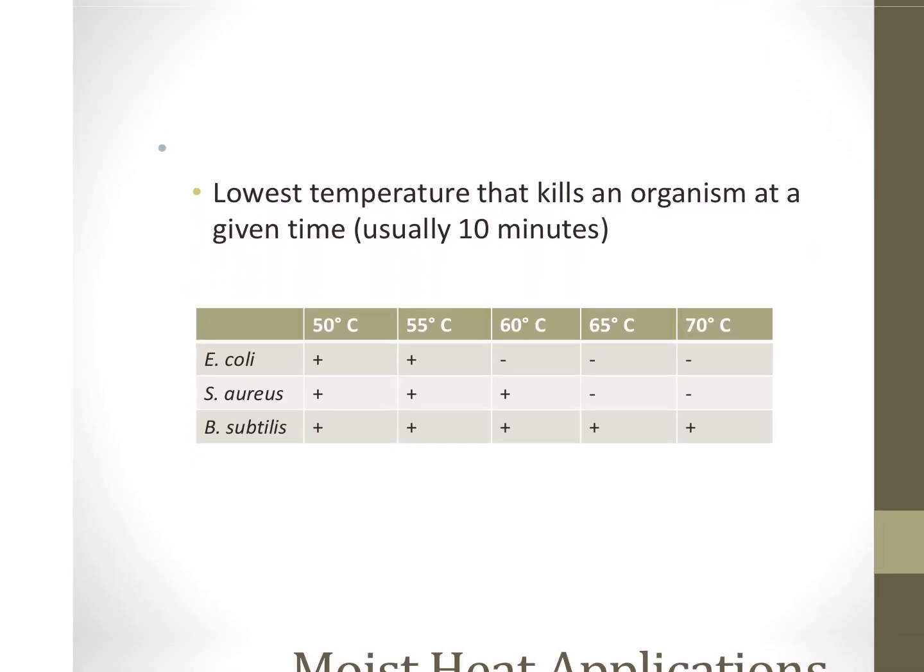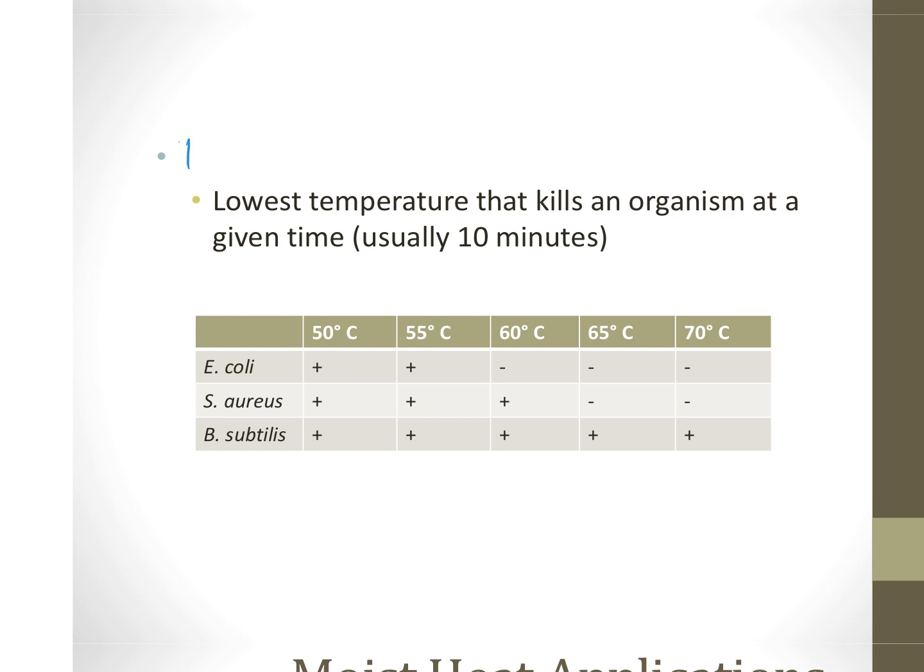Sometimes we test it a little bit different way, and we try to test the thermal death point. Here we're just changing the variables around a little bit. That's the lowest temperature that kills at a given time. This is a little bit more difficult to test because you have to have lots of different water baths at different temperatures. Usually we designate the time as 10 minutes. So we expose our organism, and then, again, put an aliquot on an agar plate and see if they survive.